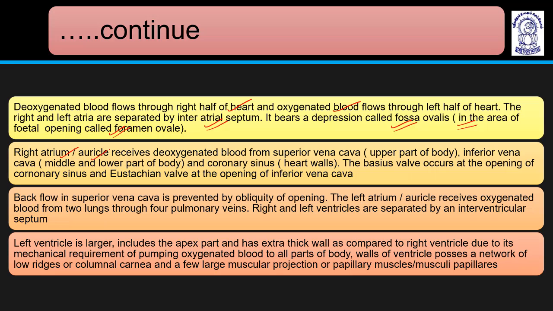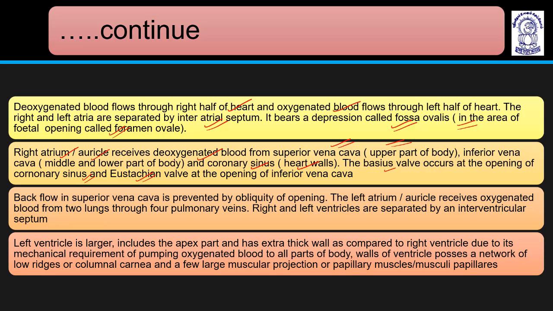The right atrium or auricle receives deoxygenated blood from the superior vena cava, from the upper part of the body, the inferior vena cava, from the middle and lower part of the body, and the coronary sinus, from the heart walls. The Thebesian valve occurs at the opening of the coronary sinus, and the Eustachian valve at the opening of the inferior vena cava.